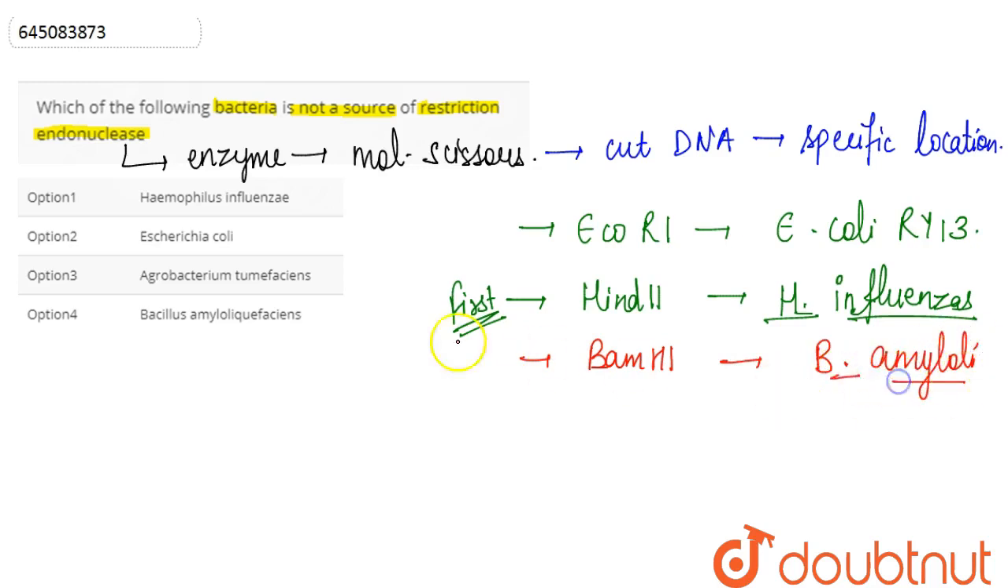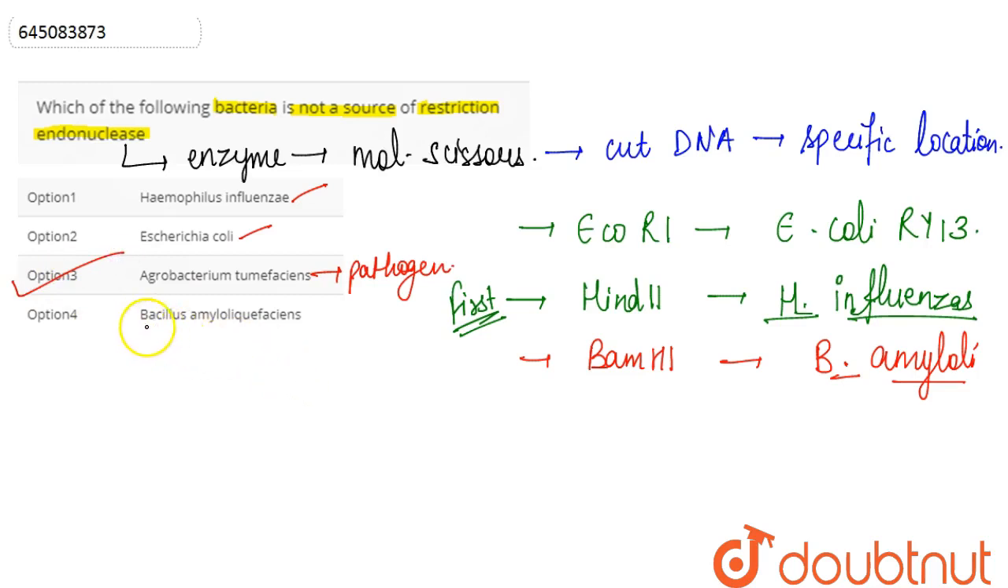If we look at the options here, option 1, Haemophilus influenzae, is the first source from which the first restriction endonuclease, HindII, was isolated. From E. coli, the restriction enzyme produced was EcoRI. Then we talk about Agrobacterium tumefaciens. It is a pathogen of several dicot plants. It delivers a piece of DNA known as T-DNA in the Ti plasmid, which transforms normal plant cells to tumor cells. So this was never a source of restriction endonuclease and will be the correct answer here.